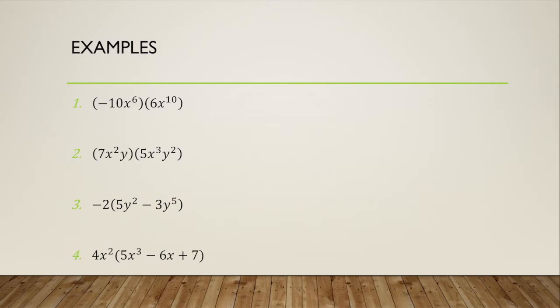Let's work through some examples. I have negative 10x to the 6th times 6x to the 10th. I multiply my coefficients, so I've got negative 10 times 6 and x to the 6th times x to the 10th. Well, negative 10 times 6 is negative 60. X to the 6th times x to the 10th, that gives me x to the 16th, because remember we add those exponents.